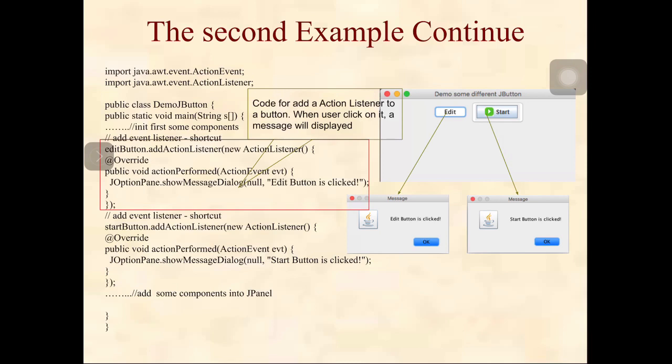Okay, we keep continuing with the second example. After we already created some buttons in the previous slide, as Edit and Start buttons, we will add the action listener to each button. We will override the actionPerformed method to implement the body of this method. In this case, we will do some code to show a message dialog to indicate the user tapped the button. For each button, we do the same code to override the actionPerformed method.